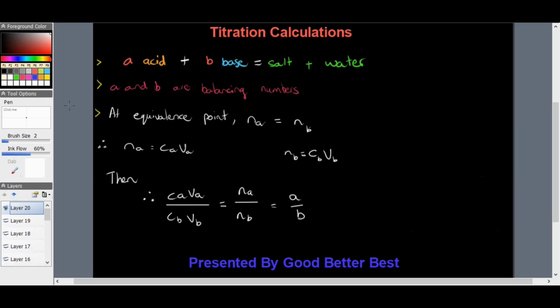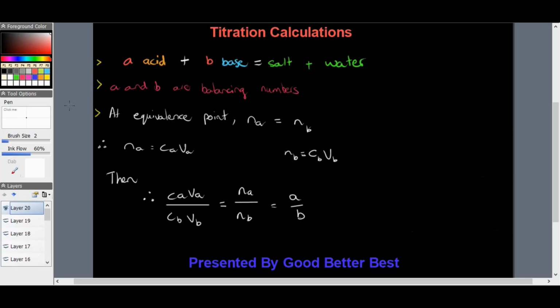Now at equilibrium, or at equivalence point, what's going to happen is that the number of moles used of your acid, which is Na, is equal to the number of moles of base that is used. In other words, they are in the same proportion at equivalence or at endpoint.